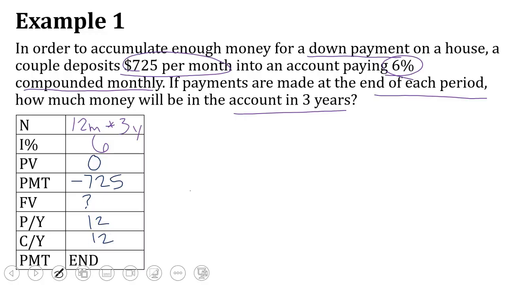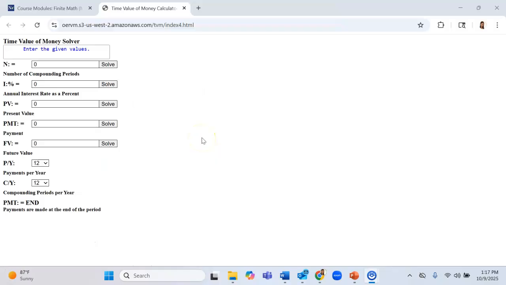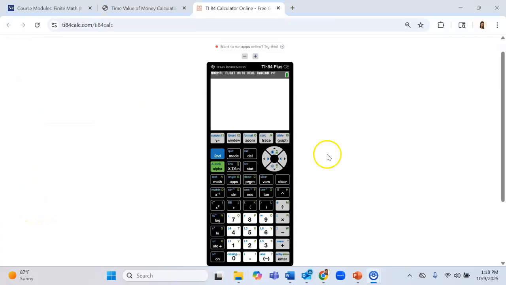So 12 times. I have pulled up a time value of money solver, and you see our headings. I have this link listed on our Canvas course, so you can go to it. Our number of payments is 12 times 3, so I'm going to type in 36. It was at 6%. My PV is 0. My payment is negative 725. I don't know my future value, and it's 12 and 12. Always make sure that last one's highlighted.